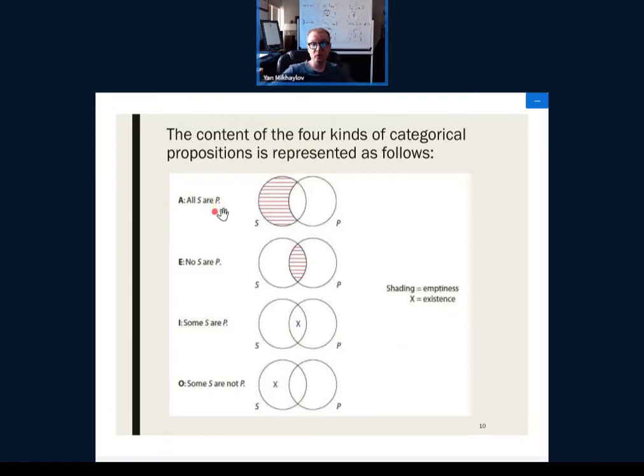This is A, all S are P, left side is shaded. This is E, no S are P, middle is shaded. This is I, some S are P, middle has an X. And this is O, some S are not P, so we have an X here on the left side.